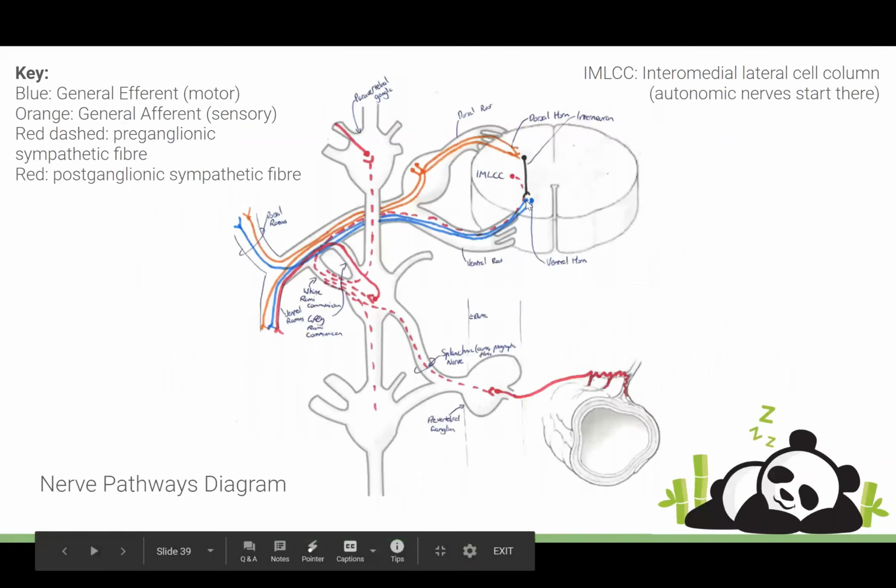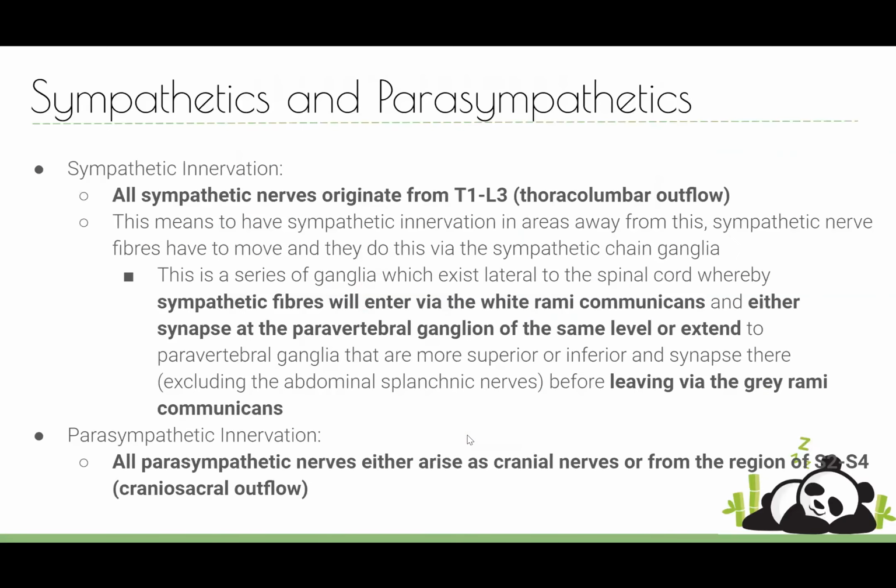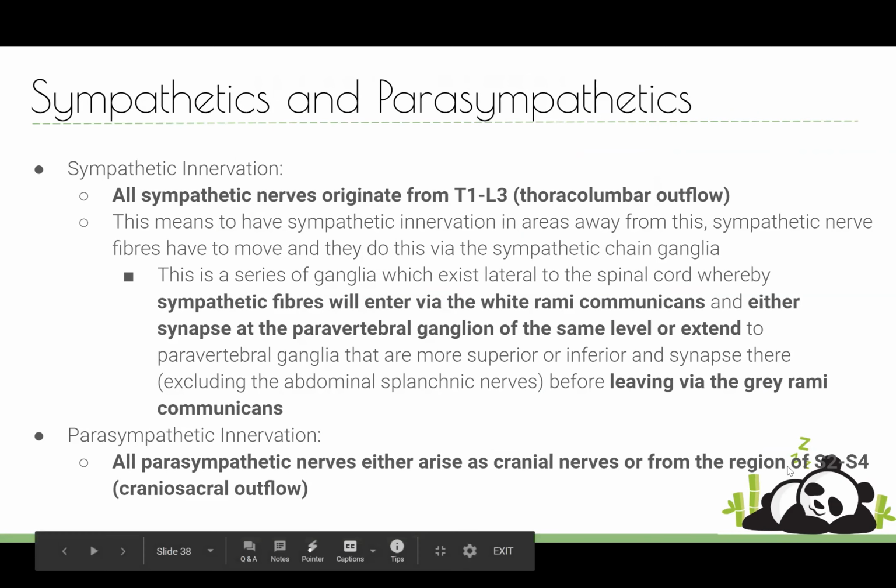So what I mean by that is you follow this red line, they will either go through and synapse at this ganglion here, and then this line goes to the grey rami communicans and does its normal thing that you guys will talk about in first year. Or it can go through and go up or down to these other bodies and then leave that way. This part we'll talk about in a sec. In terms of parasympathetic information, all parasympathetic information will come from cranial nerves in the region of S2 to S4.